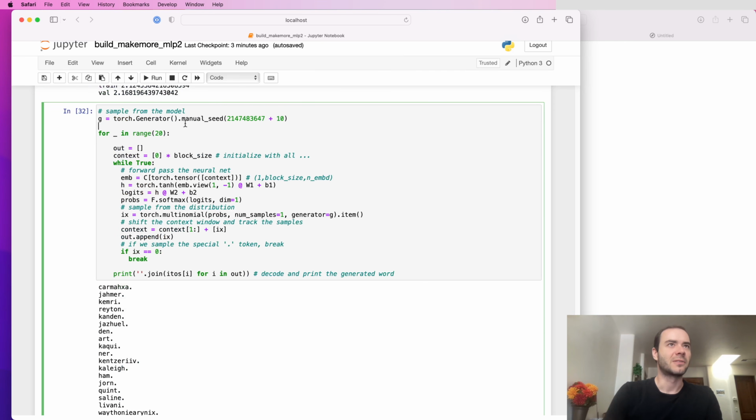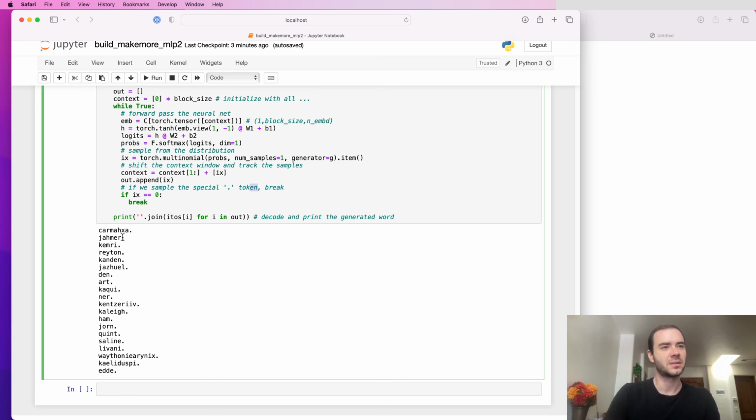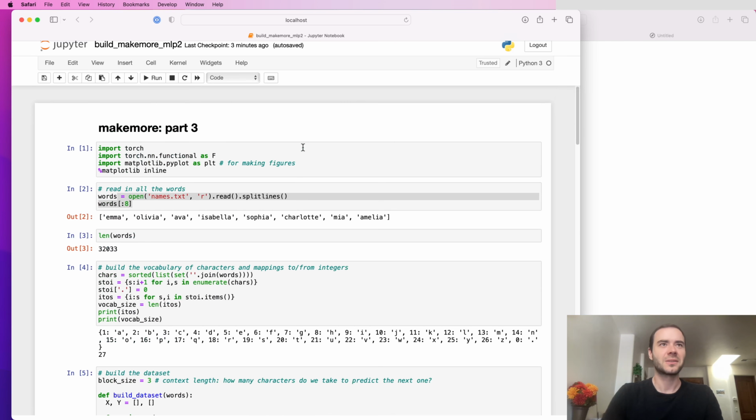Then here we have the sampling from a model, just as before, just a forward pass of a neural net, getting the distribution, sampling from it, adjusting the context window, and repeating until we get the special end token. And we see that we are starting to get much nicer looking words sampled from the model. It's still not amazing, and they're still not fully name-like, but it's much better than what we had with the bigram model. So that's our starting point.